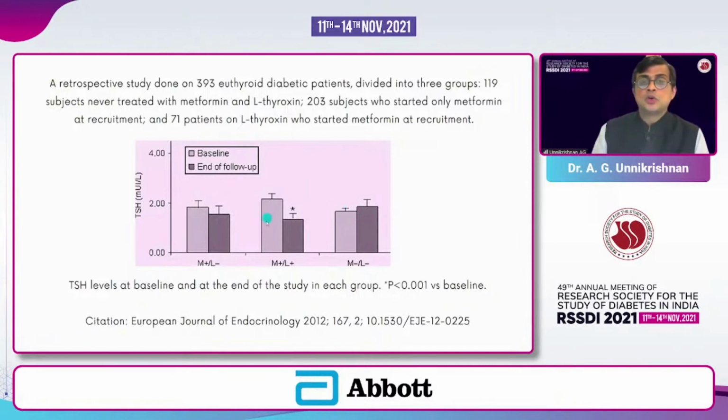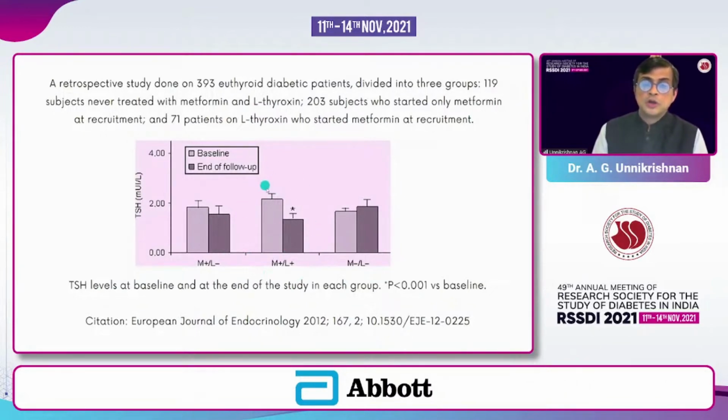203 subjects were only given metformin at recruitment, and you can see that metformin reduced the TSH in these euthyroid subjects. And 71 subjects were already taking thyroxine and were euthyroid, and metformin was added on. So in this group, on your extreme right, there was no metformin. In this group, there was metformin, and here there was metformin in a background of thyroxine.